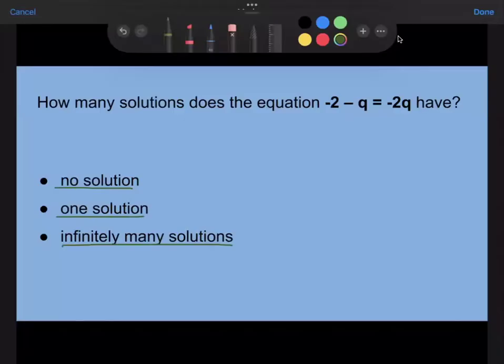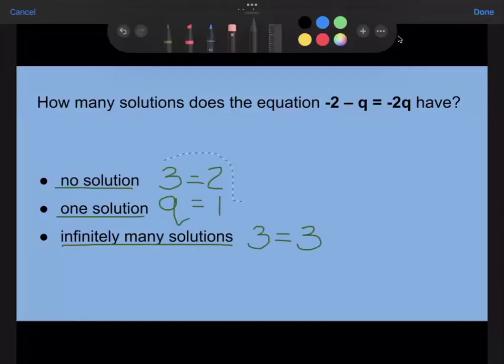The way that we determine this is we start by eliminating the variables if we can. If we eliminate the variables and we get an untrue equality statement, like 3 equals 2, that means there is no solution. If we eliminate the variables and we get a true equality statement, like 3 equals 3, then that means it is infinitely many solutions. That means all real numbers work. Now, if we can't eliminate the variable, so we end up with Q equals 1, then that means it has one solution.